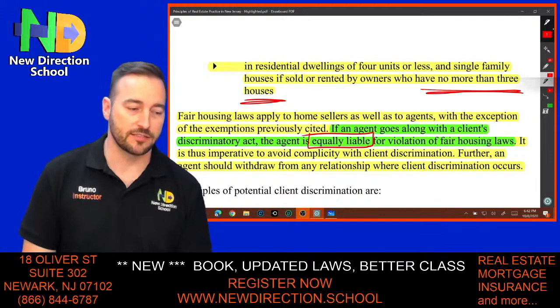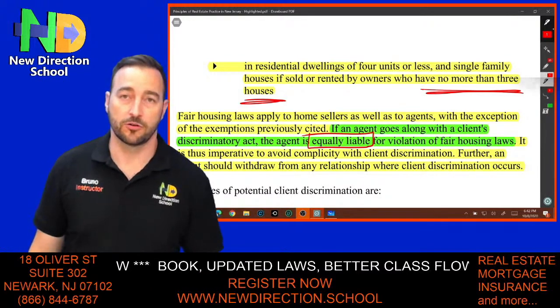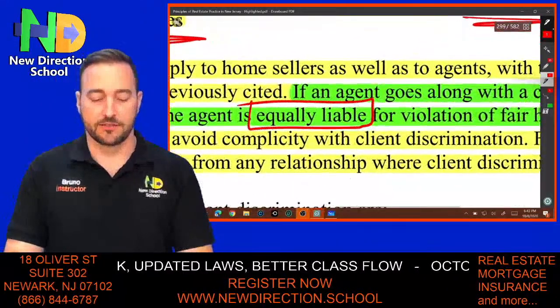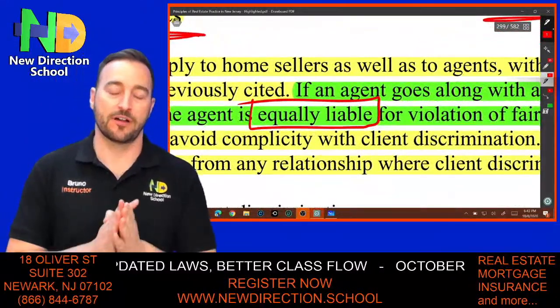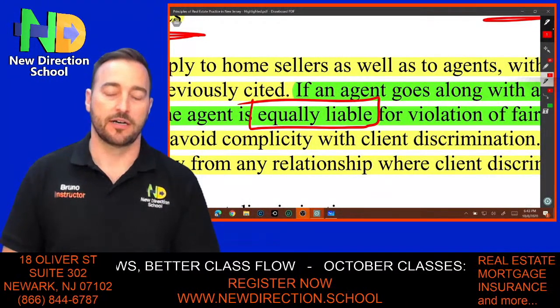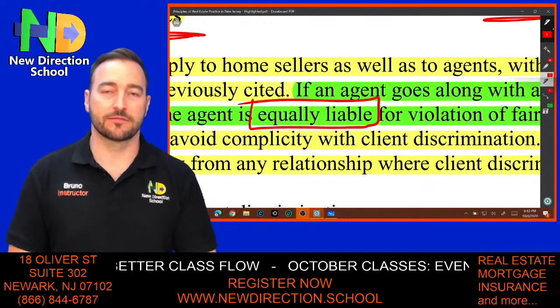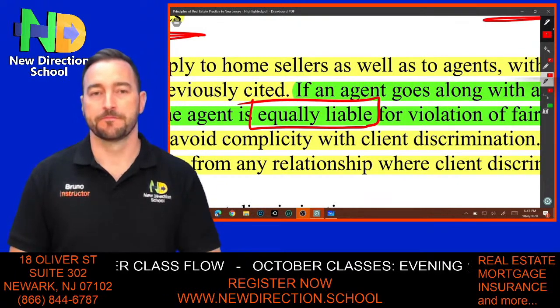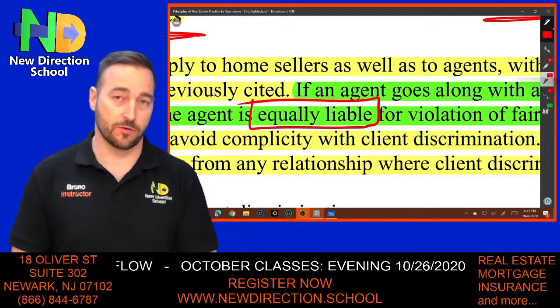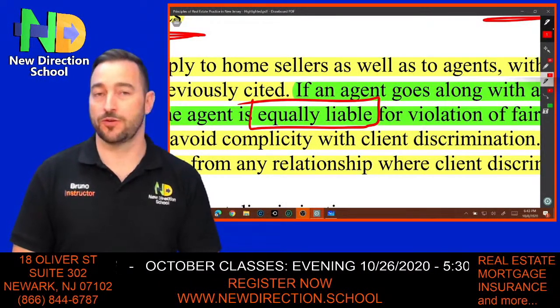Yeah, you could lose your license, you could be fined, and you could even go to jail. But we're going to go over that. I just want you to be conscious of this. You're equally liable. So if a client expresses any type of discriminatory actions or thoughts or preferences, immediately let them know we cannot discriminate. So I cannot do what you're asking me.